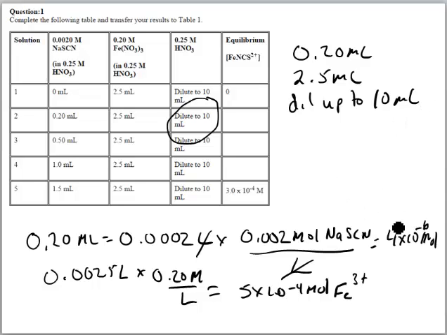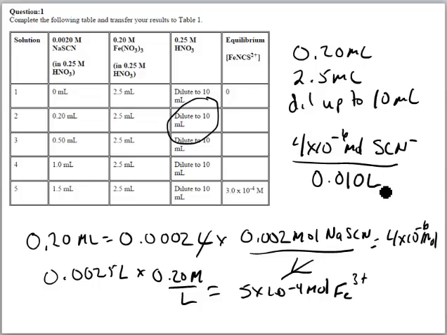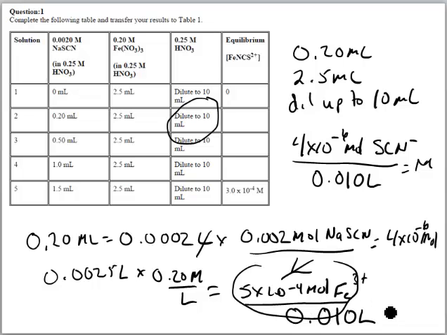So what we need here is molarities, not moles. So we're going to take 4 times 10 to the minus 6 moles, in this case, of the SCN minus, and we divide that by 0.010 liters. And that gives us a molarity. And then we do the same thing down here. So we have to take this, divide that by the 0.010 liters to get molarity.